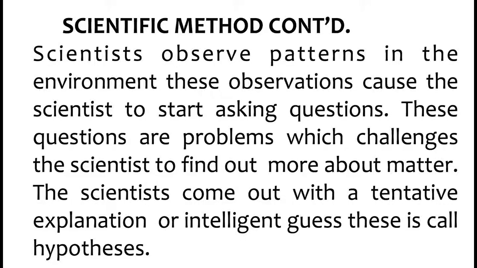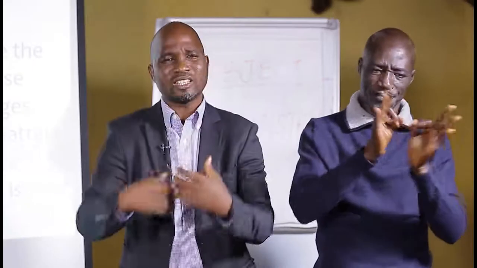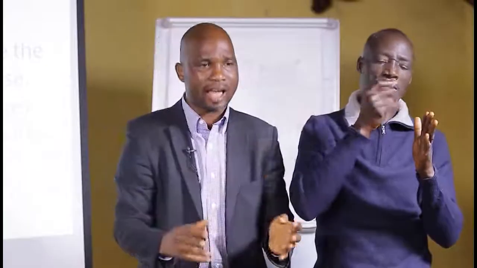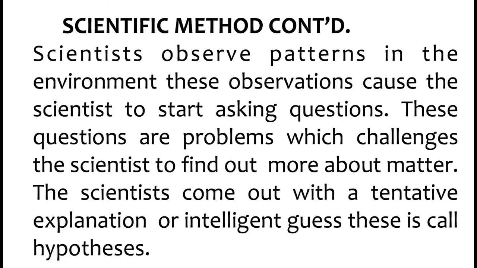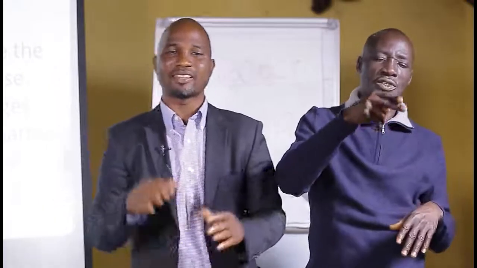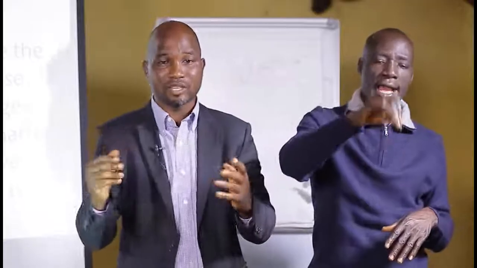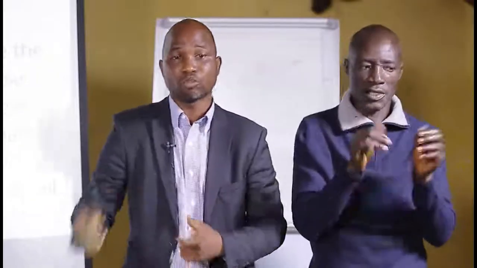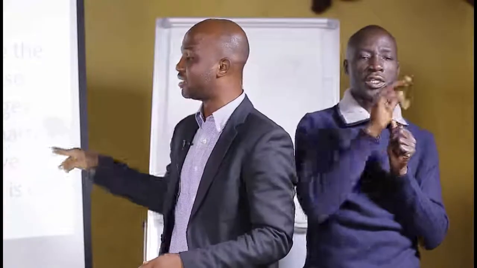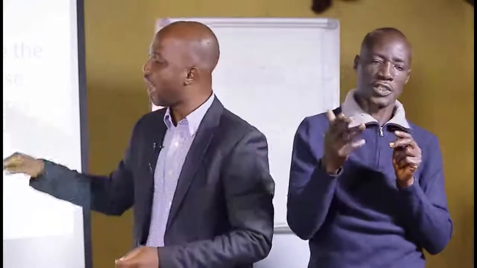The scientist comes out with a tentative explanation. When we observe over time, scientists come out with a tentative explanation of what he thinks is happening to a particular matter or is happening to the environment. Now, this tentative explanation or intelligent guess is called hypothesis. The next word there is hypothesis. Remember, first of all, the scientist will observe. After observing with his sensory organs or using an instrument, the next thing is an intelligent guess. And this intelligent guess is called hypothesis.